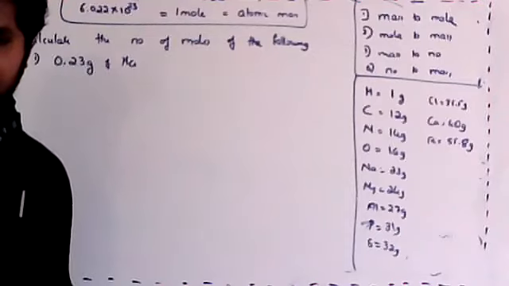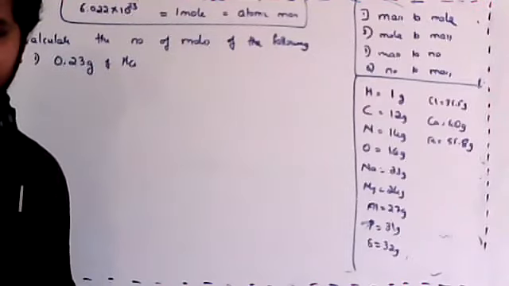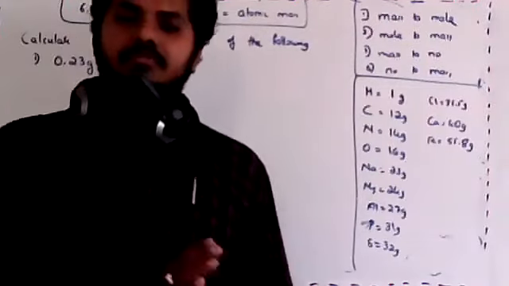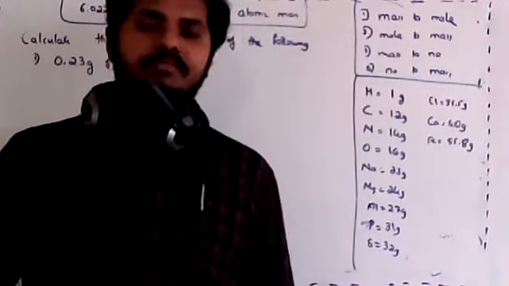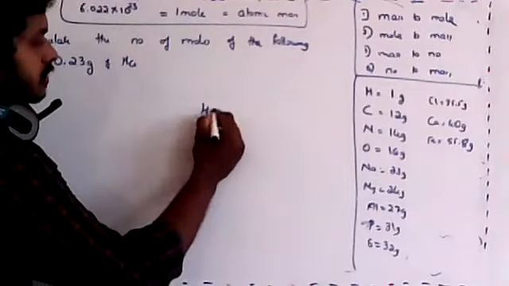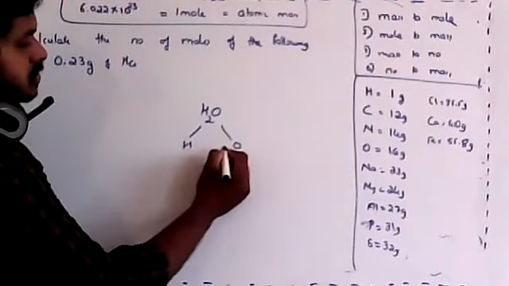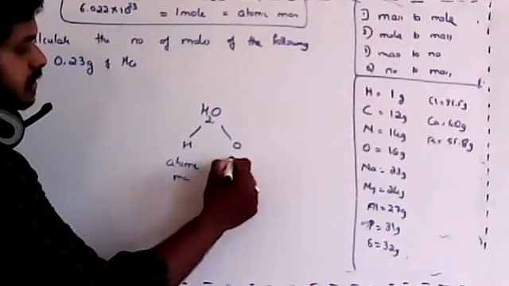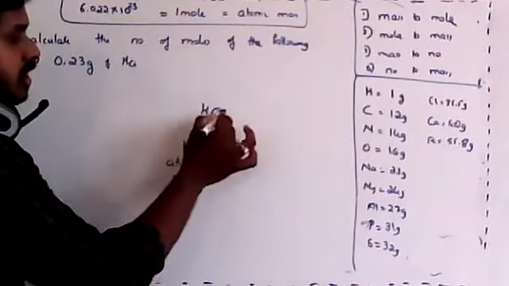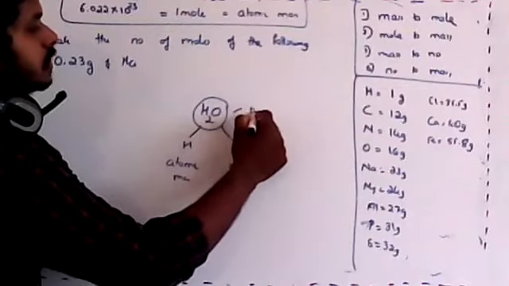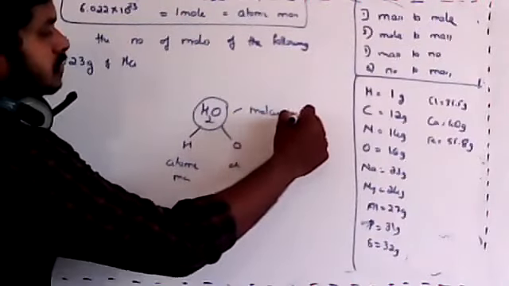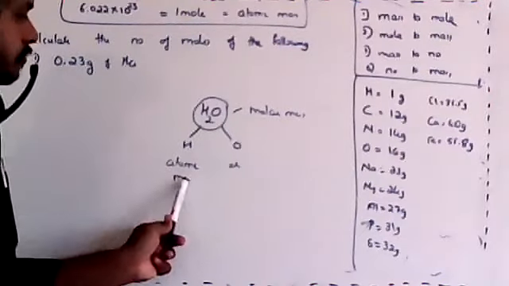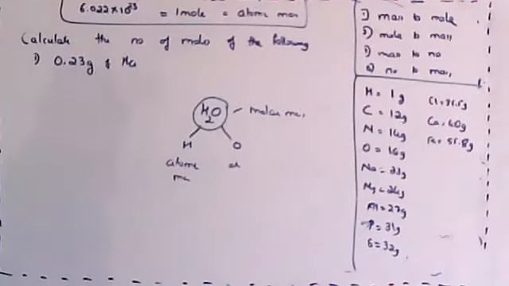Gram atomic mass and molar mass are different. See, how could atomic mass and molar mass be the same? If I consider H2O, it is made up of hydrogen atom and oxygen atom. Each atom will have an atomic mass, which is written over here, and this is a molecule. Overall, whatever the mass it has is called the molar mass. So there is a difference between that, right, Pawan? This is atom, atomic mass. This is the whole molecule, which is molecular mass or molar mass.